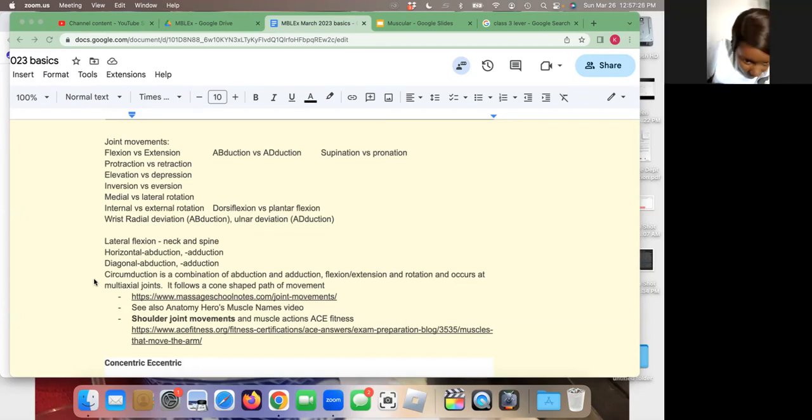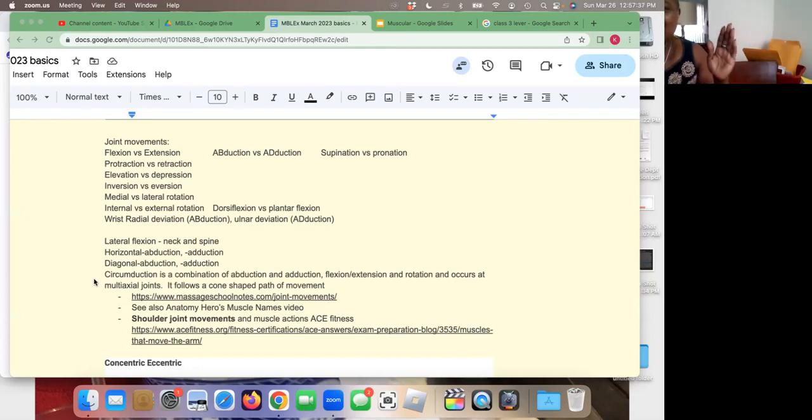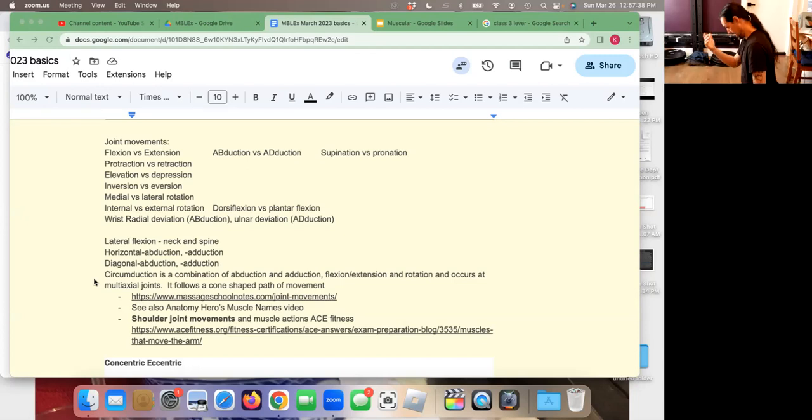Okay. Flexion of the shoulder. You'll also hear it referred to as flexion of the arm at the shoulder joint. Whatever. Extension of the shoulder. Flexion of the head at the neck. Extension of the head at the neck. Flexion of the neck. Extension of the neck. Right. Flexion of the spine. Extension of the spine.